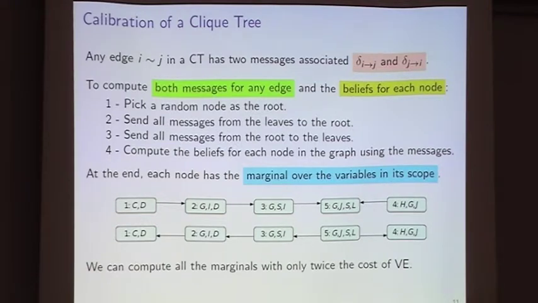And that guarantees that for each link in the clique tree, we have all the possible messages, the messages that go in one direction and in the other direction. For each node, we can compute the beliefs, and then each node will have the marginal over the variables in its scope. This is an example. We select 5 as the root, we send all the messages from the leaves to the root, and then we send all the messages from the root to the leaves. And this allows us to compute all the marginals with only twice the cost of variable elimination.